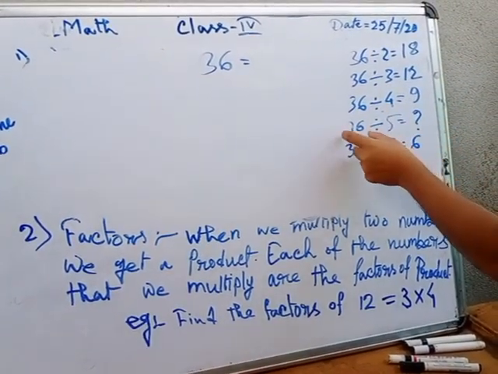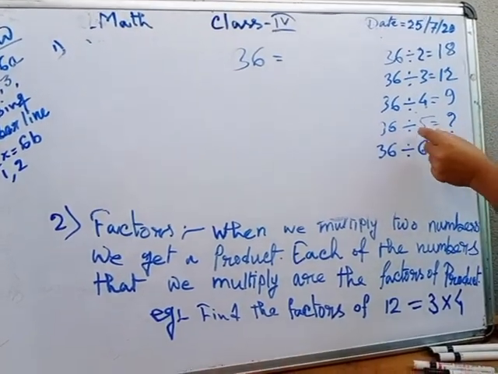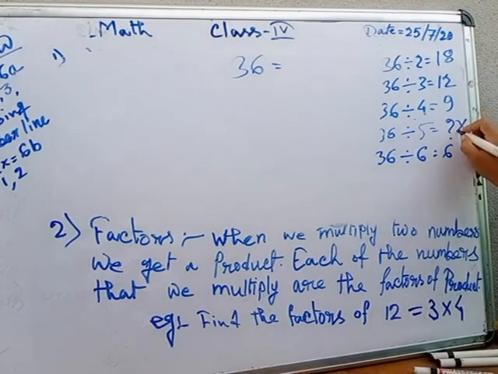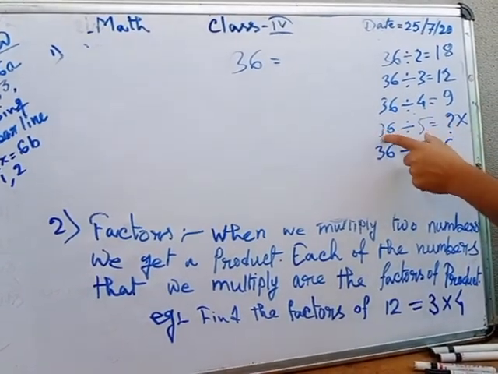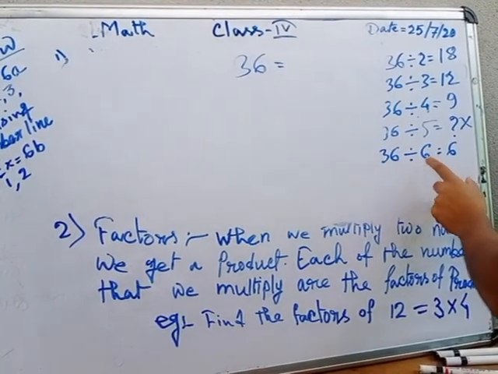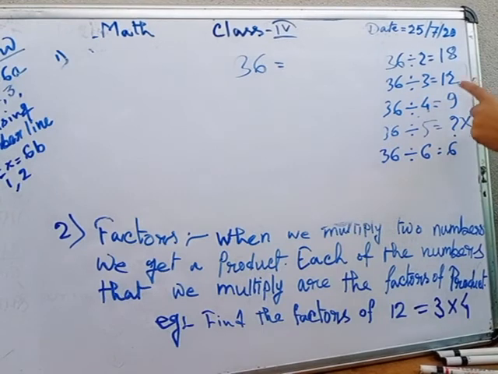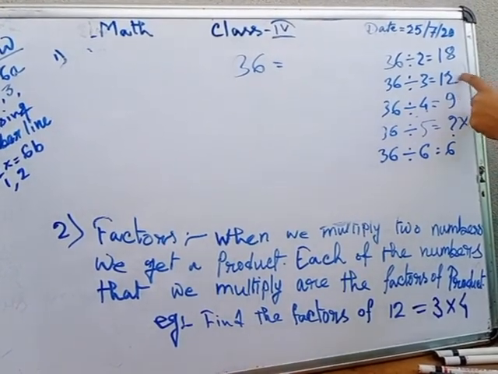We cannot divide 36 by 5, so 5 is not a factor of 36. We can divide by 6, so 6 is a factor of 36. These are also factors of 36: 9, 12, 18.